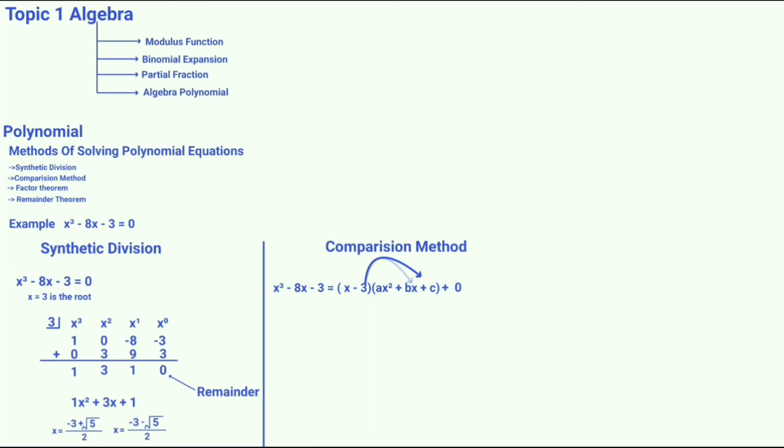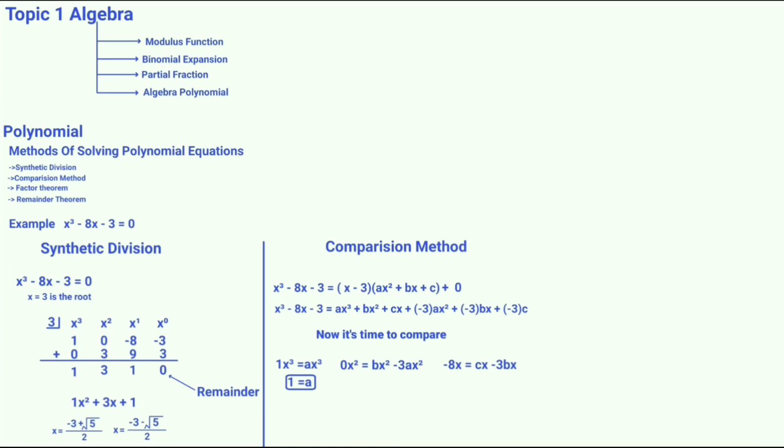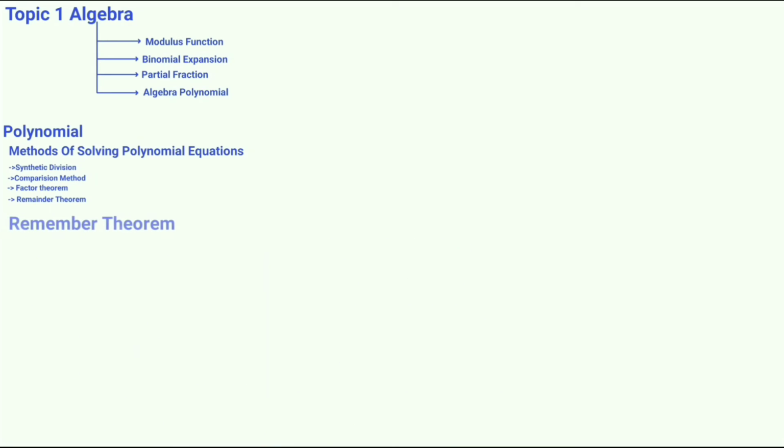Yes, multiplying x to each one, multiplying minus 3 to each one, expand it, and then try to make a comparison. And now it's time to compare. Comparing to each one of them, getting the values, and putting into the equation. Alright, this is synthetic division, this is comparison method.